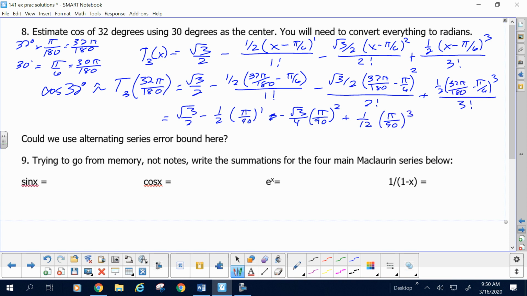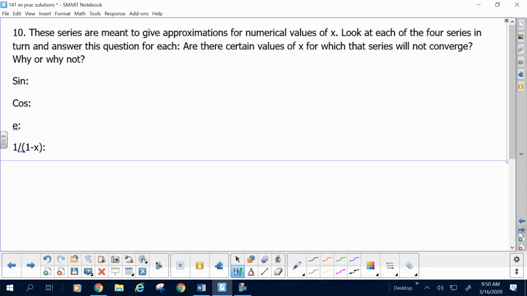All right. Could we use alternating series error bound here? The short answer is no, it's not alternating. You would need some other kind of error bound, and that's Lagrange error bound. All right. Once again, trying to get Maclaurin in here. I'm trying to get you to write these a few times so we can accelerate the process of getting those in your brain.